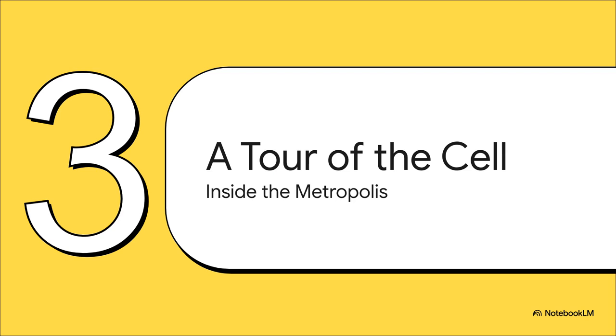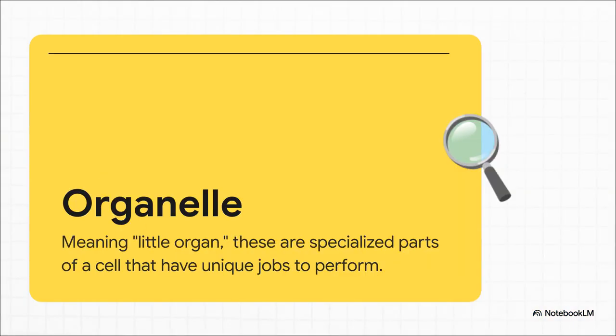All right, now for the really fun part. Let's step inside one of these complex city cells, a eukaryotic cell, and see how it all works. But first, we need to know this word, organelle. It literally just means little organ. And honestly, that's the perfect way to think about it. Just like your body has organs, a heart, lungs, a stomach, a cell has organelles, and each one has a very specific job to do to keep the whole city up and running.